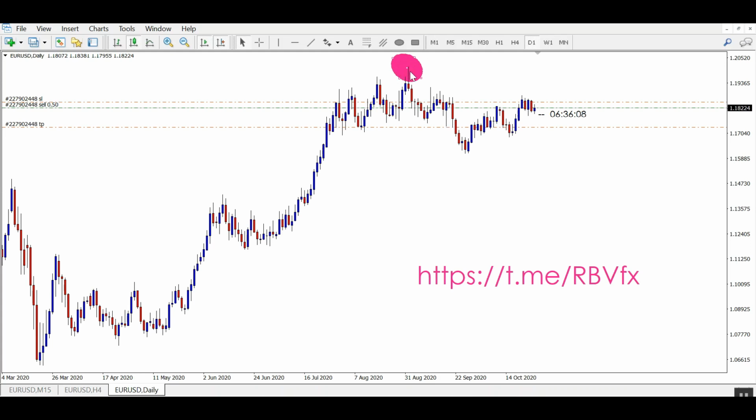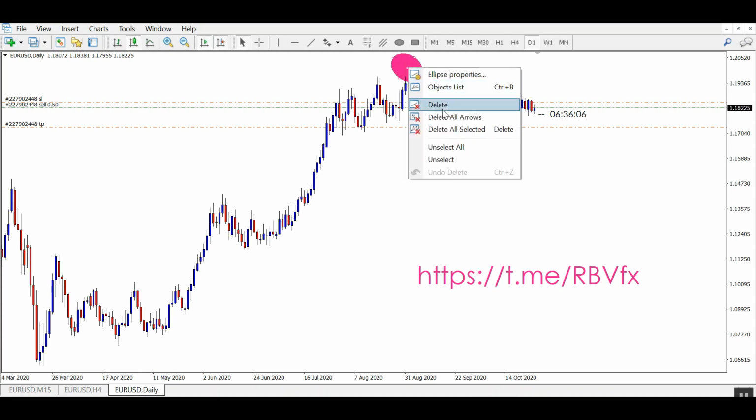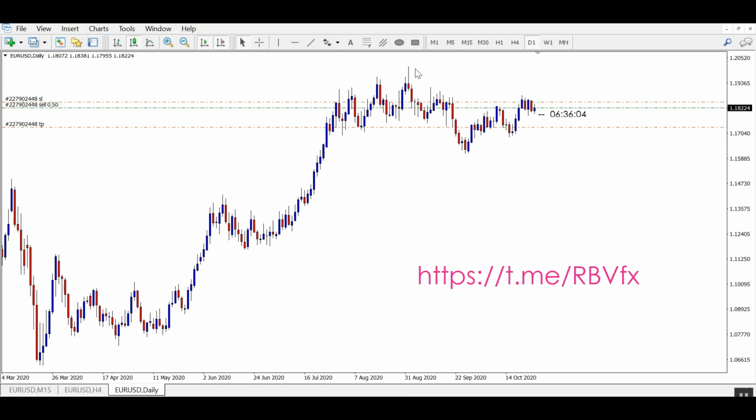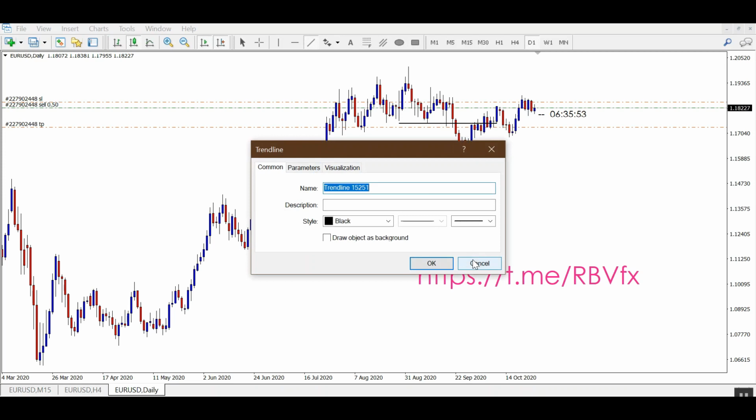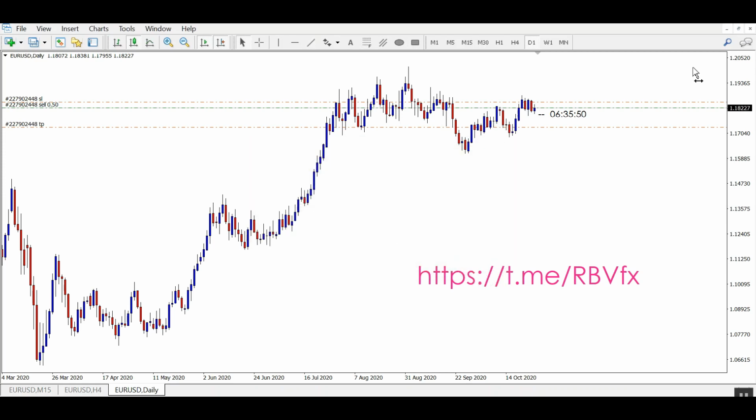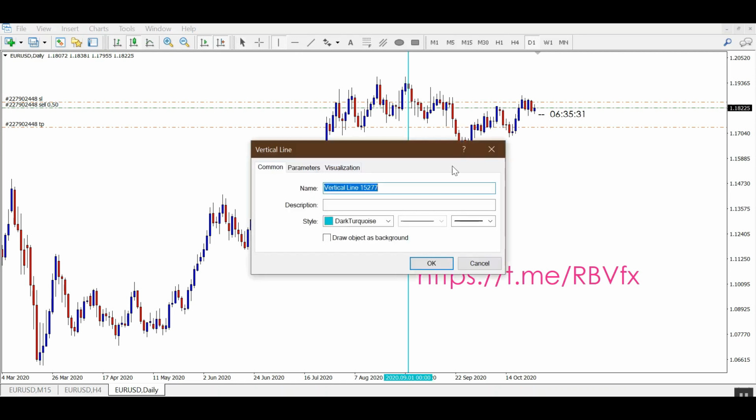The most eye-catching spot I can see is this high in here. Clearly, when we reached this high, we started to reject, and then we had a break in market structure, and the market turned bearish from there. So I'm going to note this spot on the chart as my last most important point of reversal, and we'll note that with a vertical line.